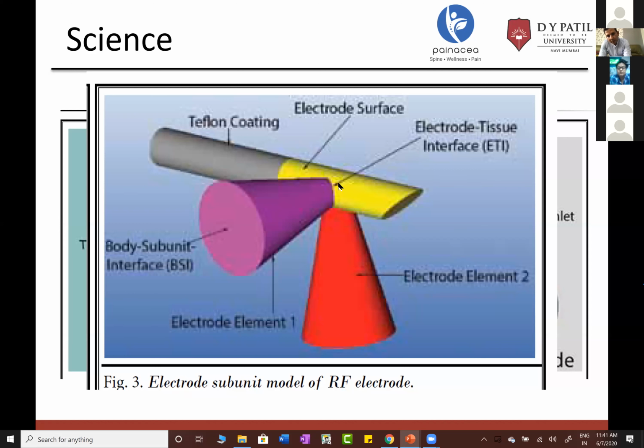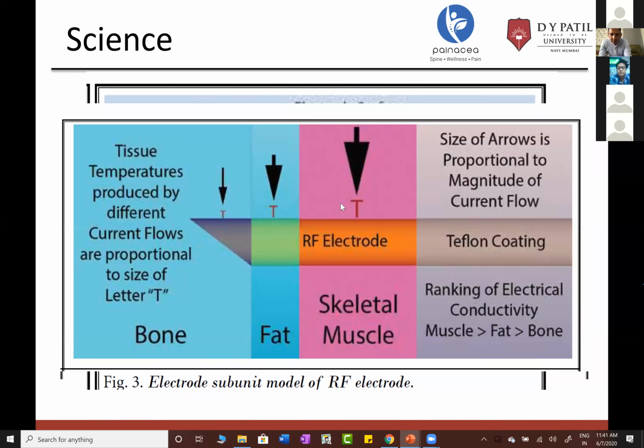So this is the electrode, I hope you can see my mouse. So this is the electrode, and this is the tissue, and this is the electrode tissue interface. And this is where the heat starts to generate when the current flows. So tissue temperatures are produced by different current flows. They are proportional to the size of the letter T. So if you can see, in bone it is minimum, in fat it is a little higher, and it is the highest in the skeletal muscles.